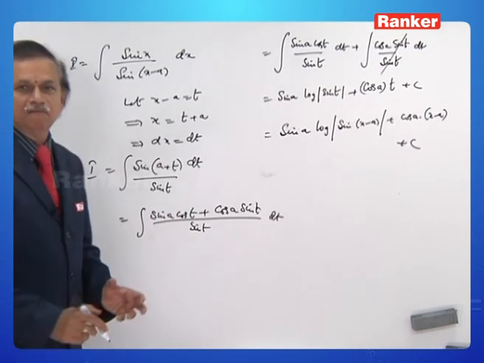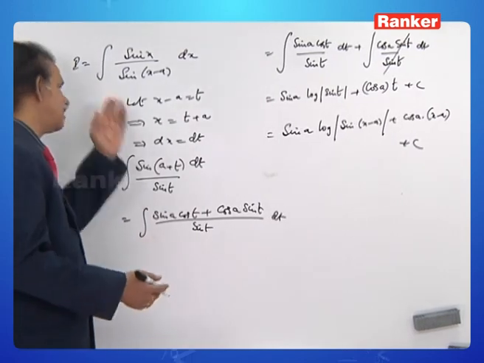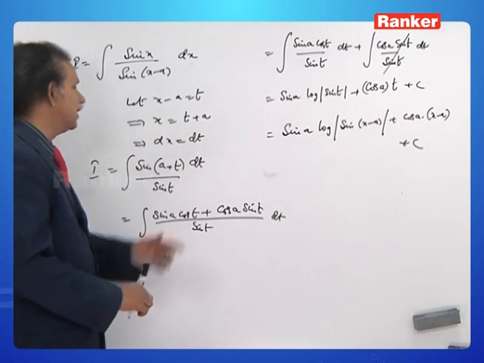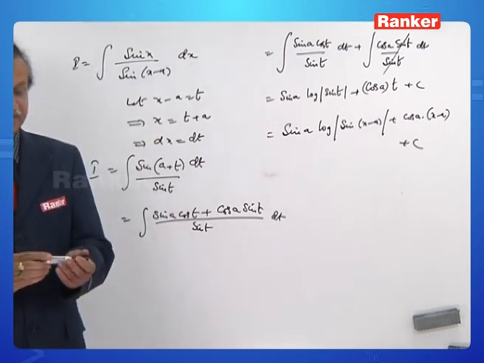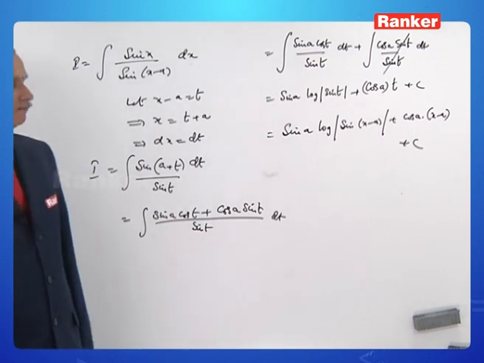The idea which helped us, or which saved the problem, is x minus a is equal to t. x minus a is equal to t. Like that you can simplify the problem.